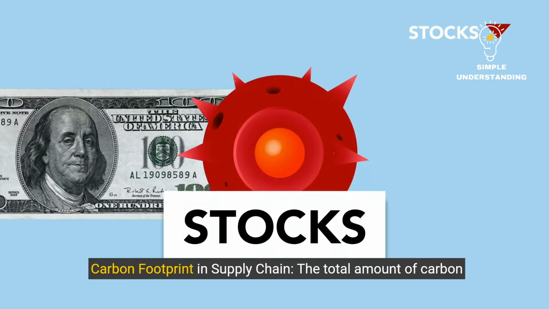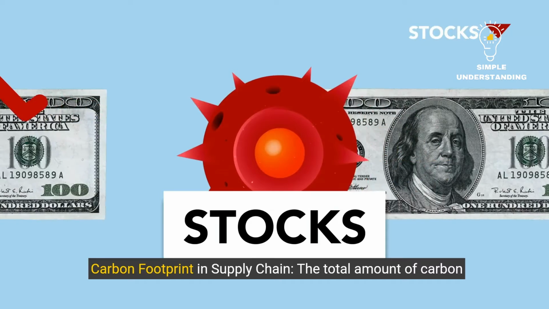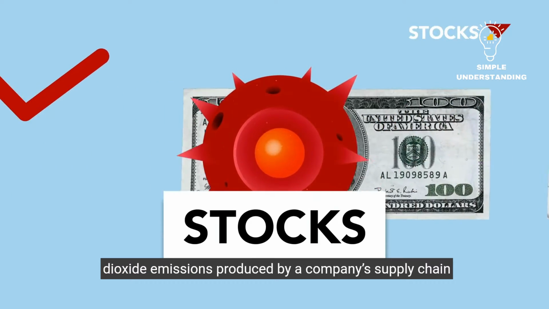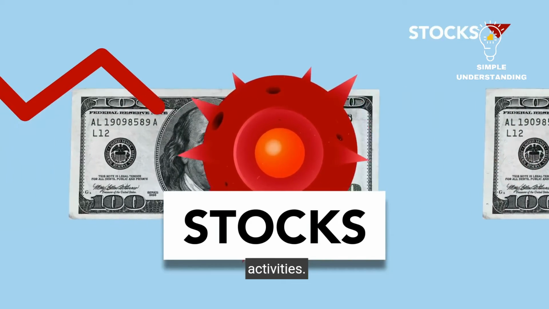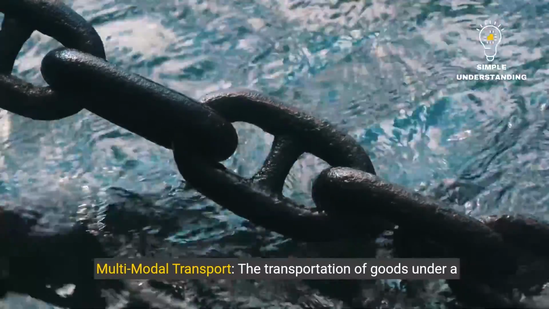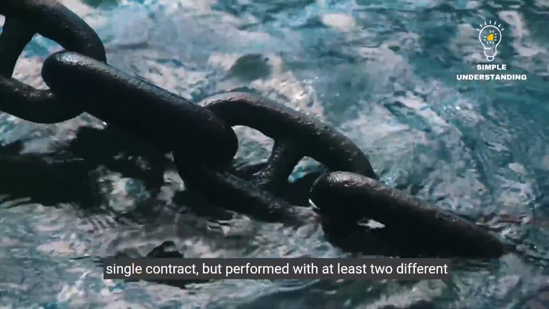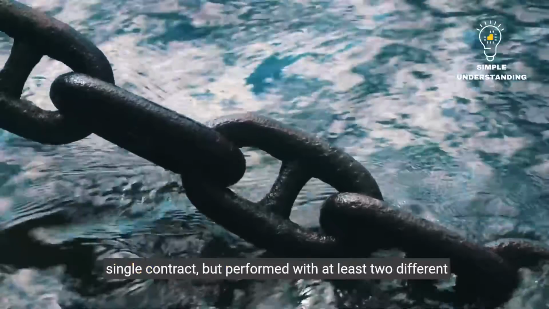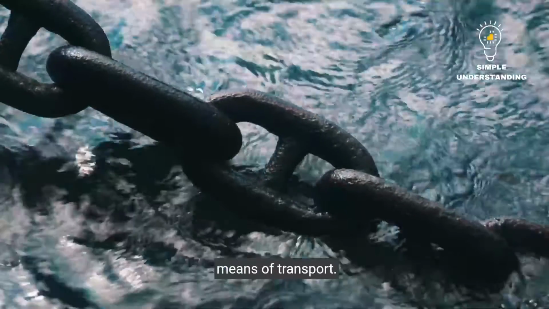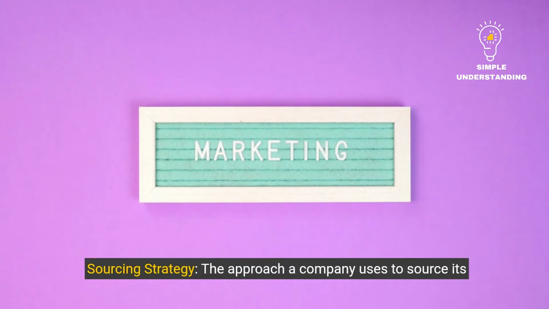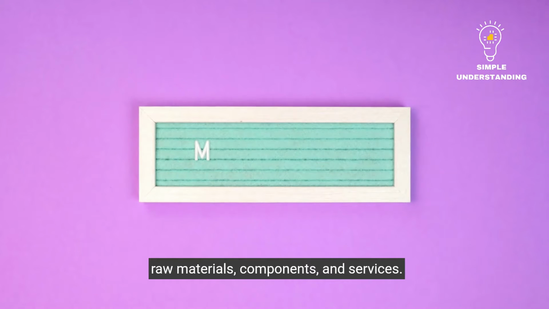Carbon footprint in supply chain, the total amount of carbon dioxide emissions produced by a company's supply chain activities. Multimodal transport, the transportation of goods under a single contract, but performed with at least two different means of transport. Sourcing strategy, the approach a company uses to source its raw materials, components, and services.